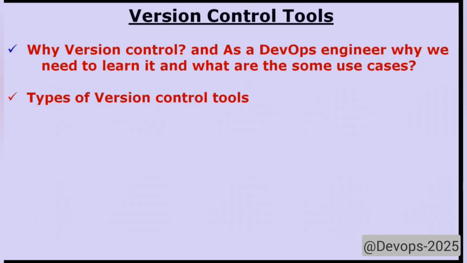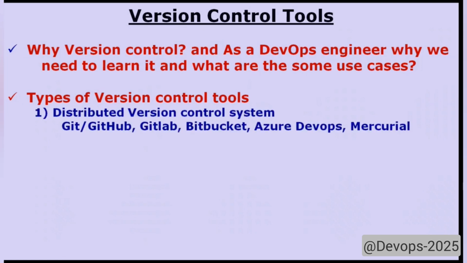And the second thing is the types of version control tools. What are the types of version control system? There are different types. The first is the distributed version control system. Examples of distributed version control systems are Git, GitHub, GitLab, Bitbucket, Azure DevOps, Mercurial. All these tools come under the distributed version control system.